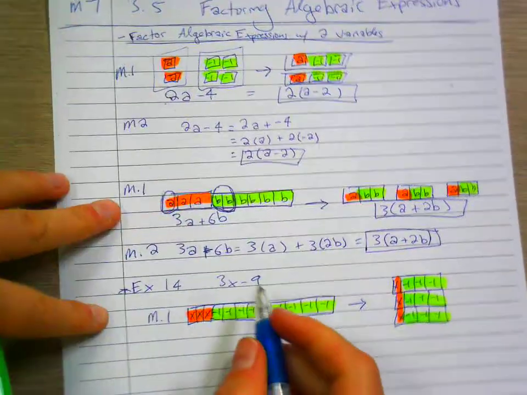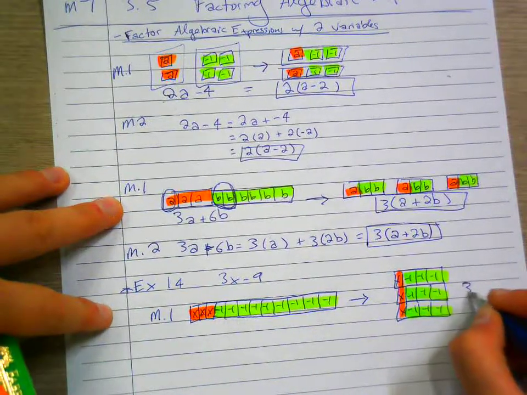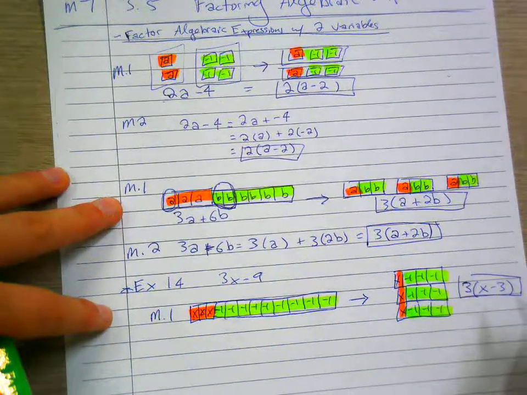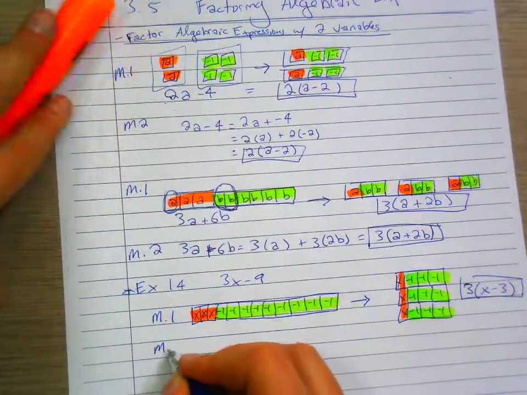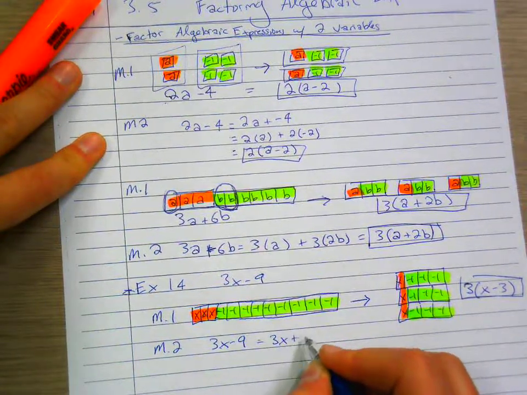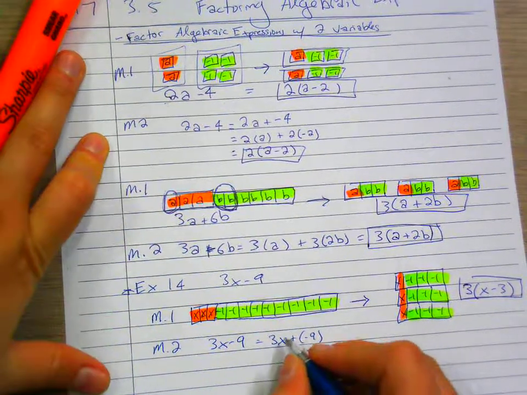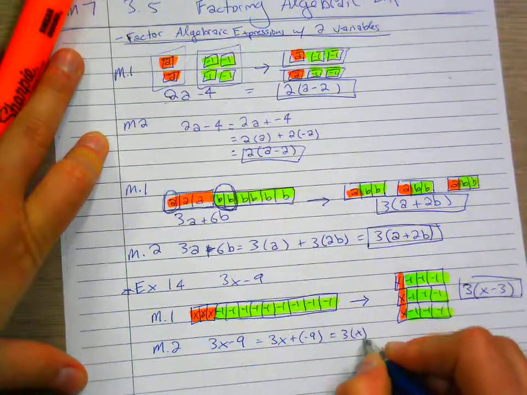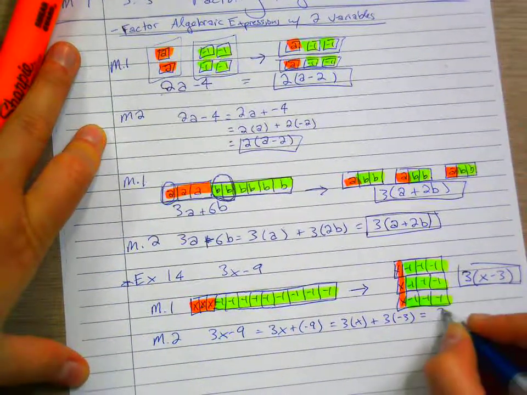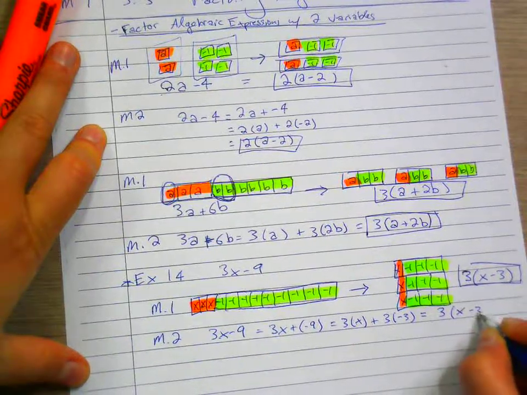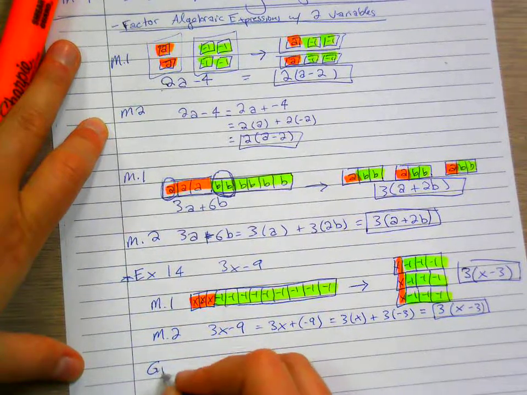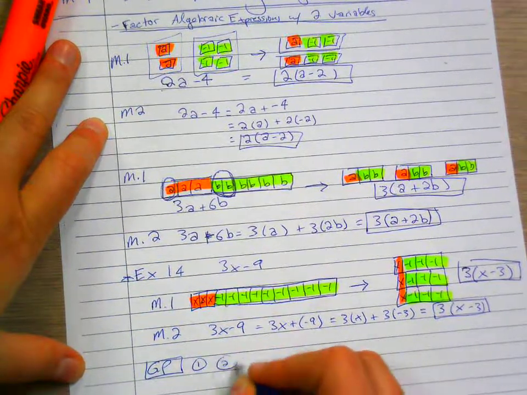So here we have 3x minus 9. Here we have 3 groups of x minus 3. Let's try this with method 2. 3x minus 9. We can say that's equal to 3x plus negative 9. Now if we take 3 out of each of those, it becomes 3 multiplied by x plus 3 multiplied by negative 3. So we take the 3 out of both, and then the inside becomes x minus 3, and it is the same as that one up there. Try this in guided practice 1, 2, and 3.